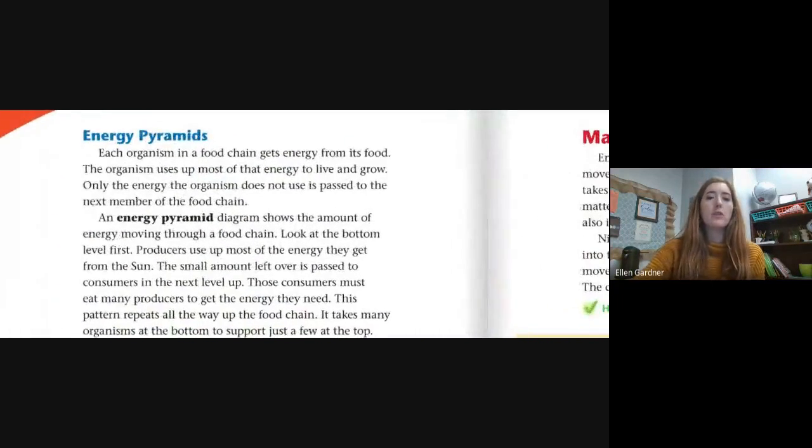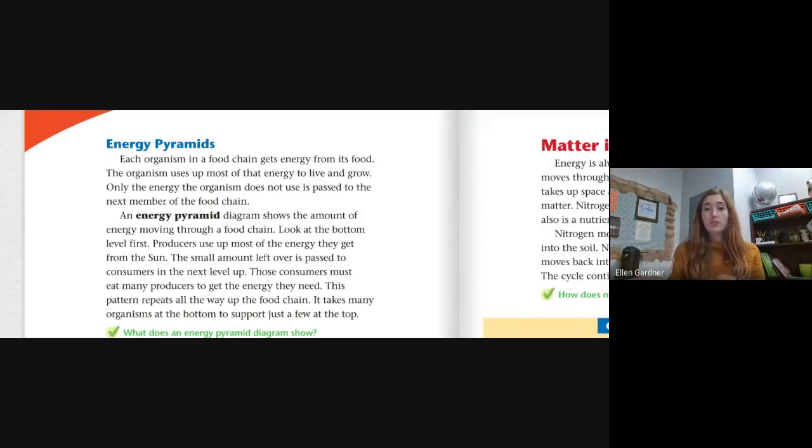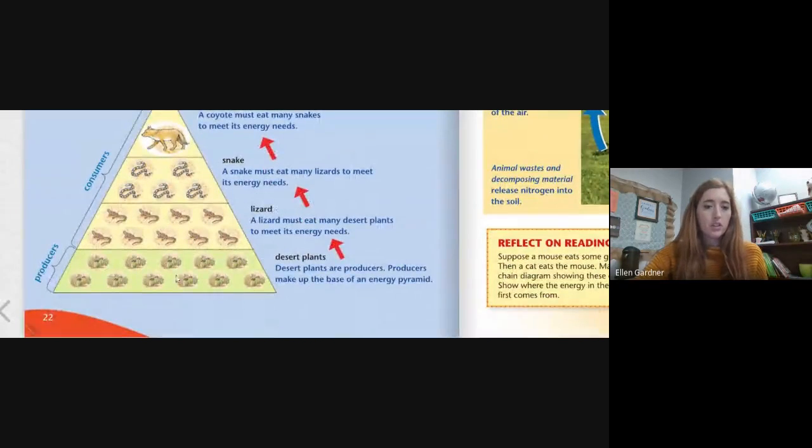Now, each organism in a food chain gets energy from its food. The organism uses up most of that energy to live and grow. Only the energy the organism does not use is passed to the next member of the food chain. For example, plants in this ecosystem need to have some of the energy just for themselves to grow. But the energy that is not used could be given to the consumer, a lizard, for example, that eats that plant.